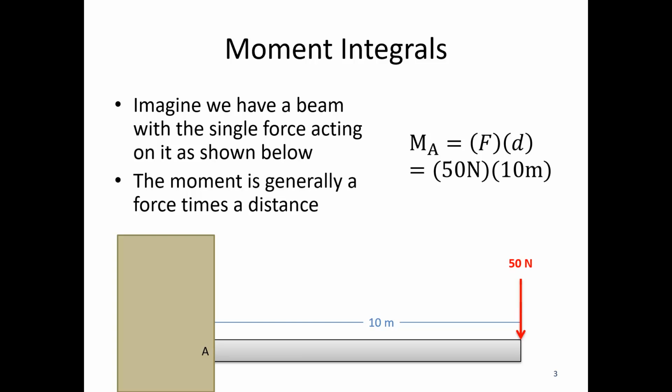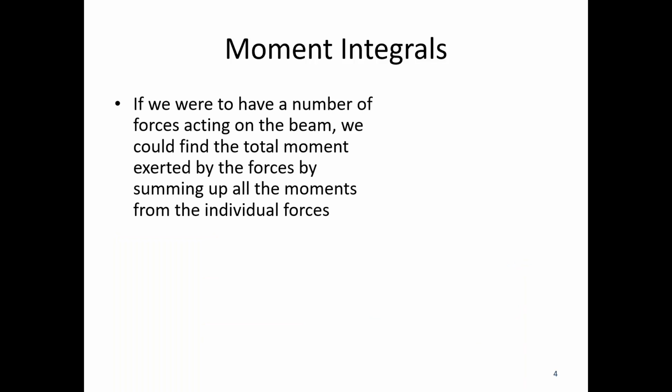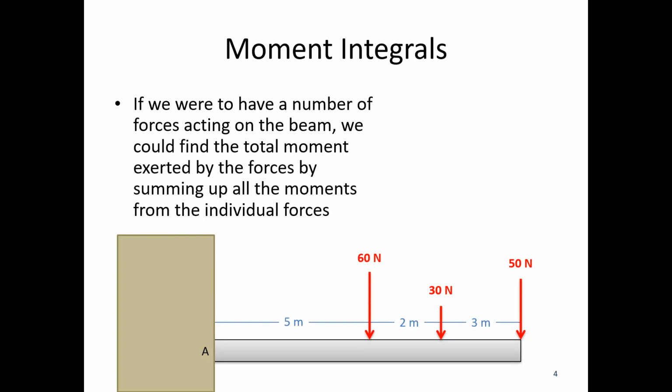That's the moment of a single force. If we have a number of different forces acting on the beam, we can find the total moment exerted by all the forces by summing them all up individually. So the sum of moments about point A is going to be force 1 times distance 1 plus force 2 times distance 2 plus force 3 times distance 3 and so on. So it'd be 60 times 5 plus 30 times 7 plus 50 times a total of 10. Simply add all those together and we'd find the overall moment.